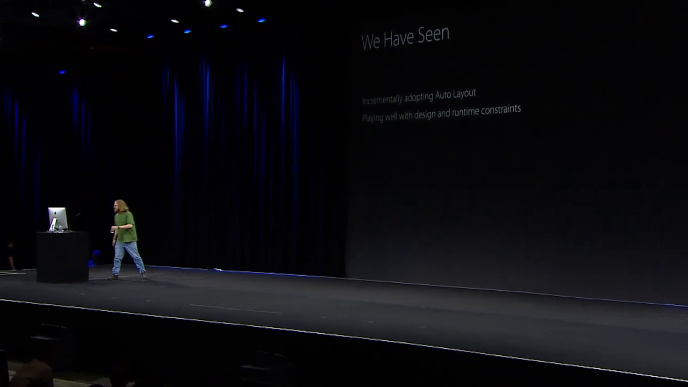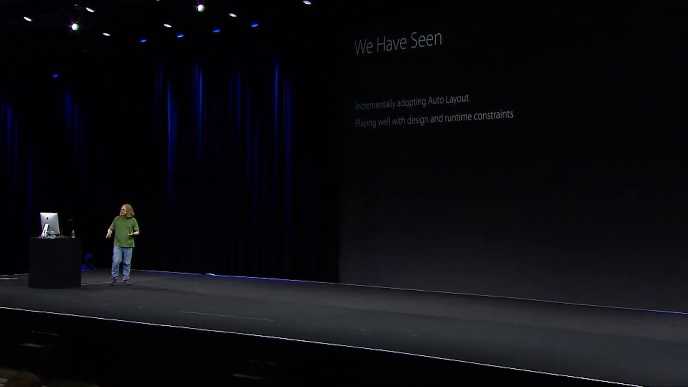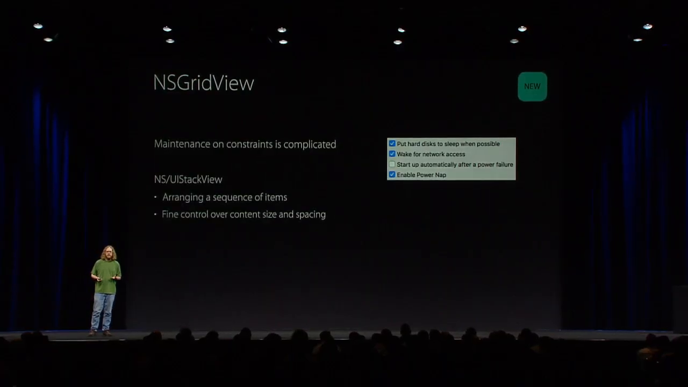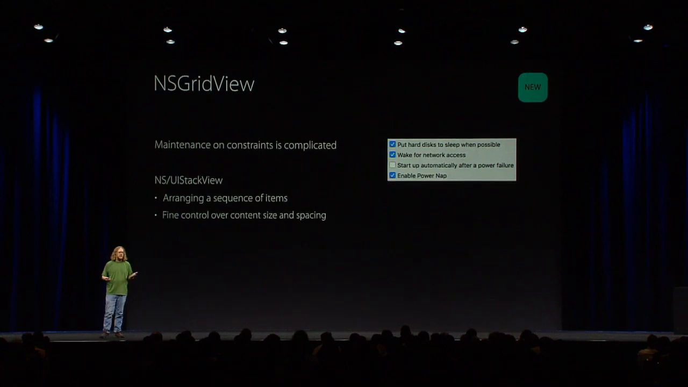Hi, everyone. Today I'm going to tell you about NSGridView, a new layout container that we're providing on macOS. So maintenance on constraints can be complicated, even when you have something as simple as this set of checkboxes. And we built NSStackView to make it easier to build things like this. And it's great anytime you need to spread some items across a space.